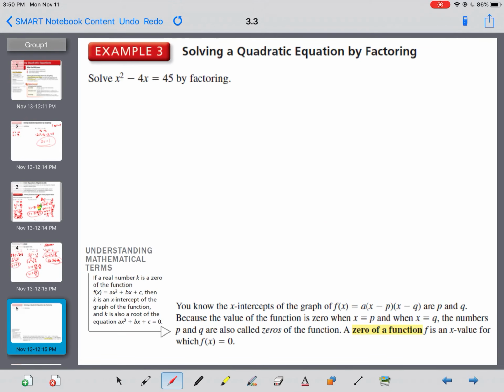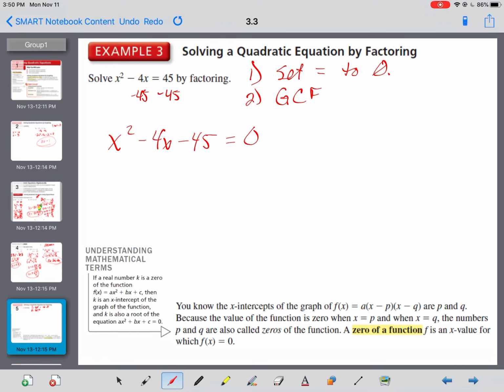Now let's do factoring. Okay. Solving by factoring. Number 1, set equal to 0. Number 2, G, C, F. Okay. So subtract the 45. So we've got x squared minus 4x minus 45 equals 0.